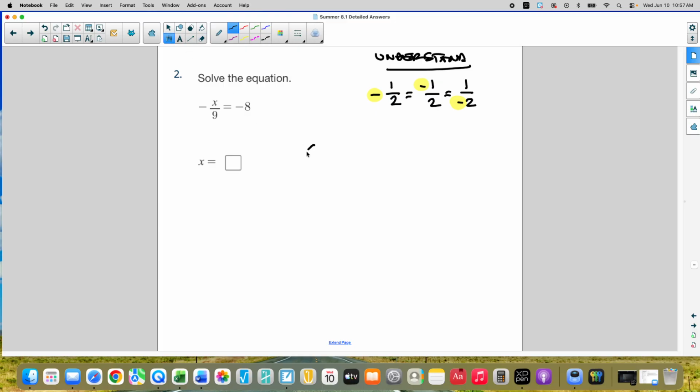I want to show that we can write x over negative 9 equals negative 8. So what's happening to the variable is being divided by negative 9. The inverse of dividing by negative 9 is multiplying by negative 9. This allows me to do this to isolate the variable in one step. Numerator cancels with denominator, and we're left with x equals positive 72. A negative times a negative is positive. 8 times 9 is 72.